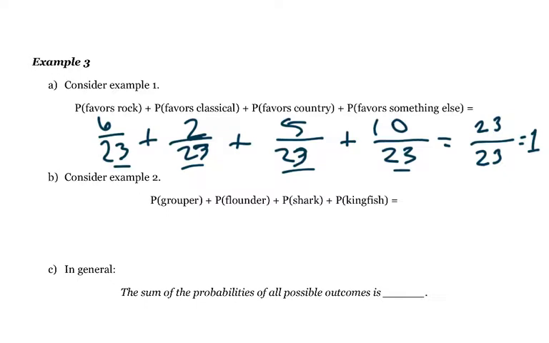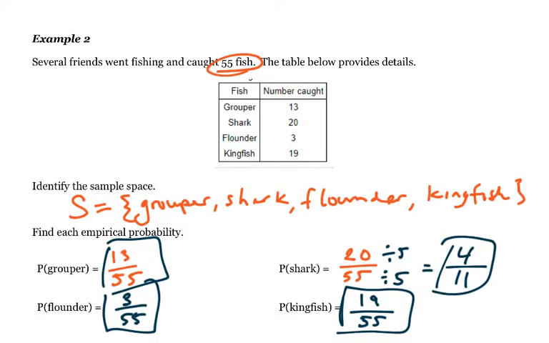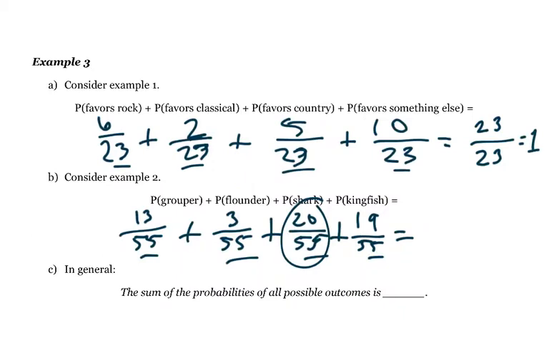Okay, let's do the same thing with the grouper, flounder, shark, and kingfish probabilities. When we add up all of these fractions, again, there's a common denominator. Remember, I'm using the non-simplified one for the sharks. Let me double check. Yes. So when we add all of these up, I get 55 55ths, which is the same thing as 1, because any number divided by itself is 1.